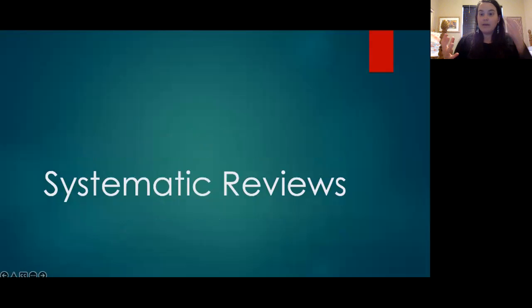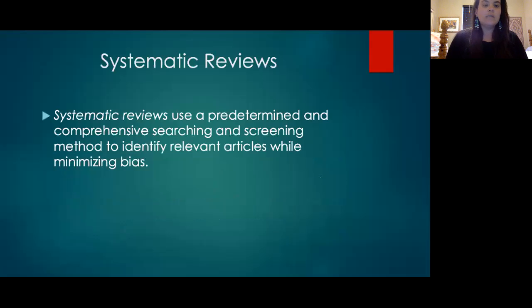So of the two, you might actually see more often systematic reviews, and let's talk about them. Systematic reviews use a predetermined and comprehensive search and screening method to identify relevant articles while minimizing as much bias as possible. And I think it's really important to say that this is predetermined and comprehensive. This is not just, okay, I'm going to pull some articles on this topic that I find relevant and put them together. You actually use very thoughtful research methods to conduct systematic reviews.